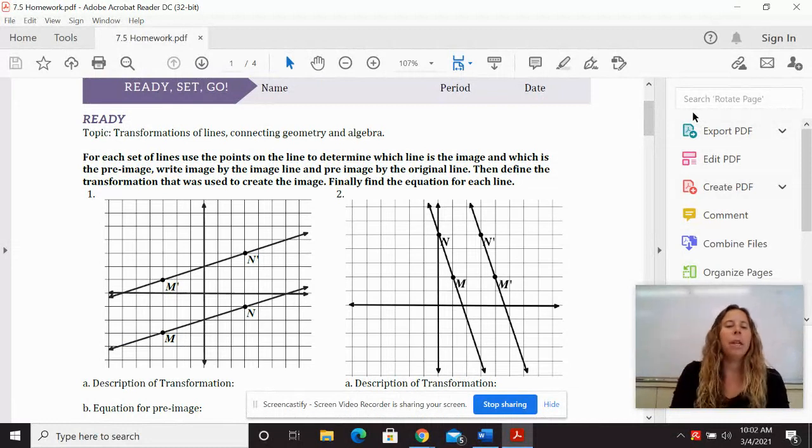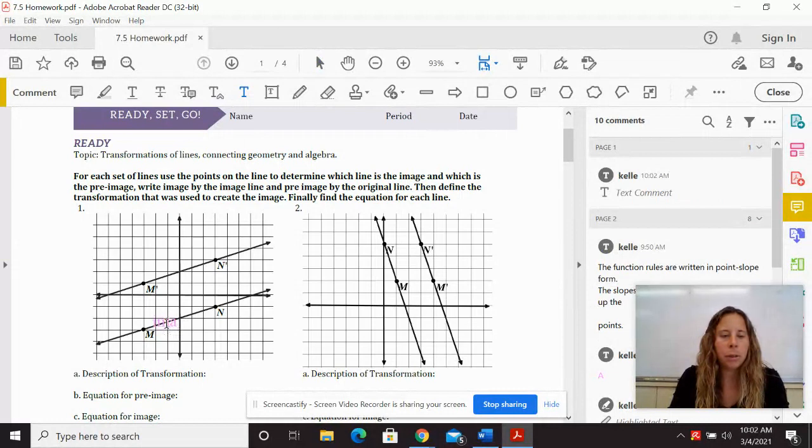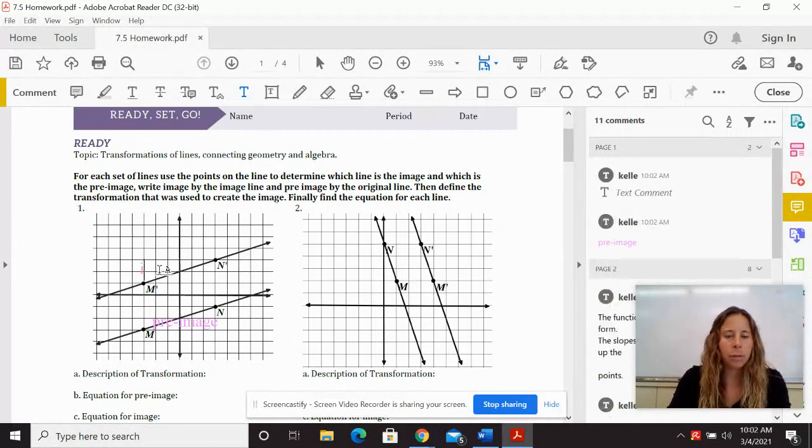The first part, for each set of lines, use the points on the line to determine which line is the image and which is the pre-image. Your regular image is just going to be the ones without the prime. So let me comment. This is my pre-image. And this is my new image.